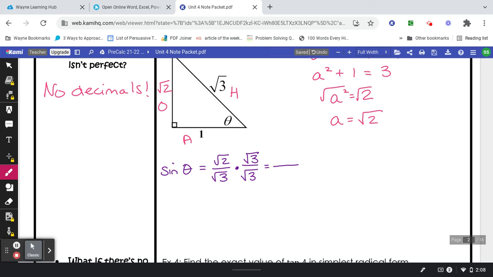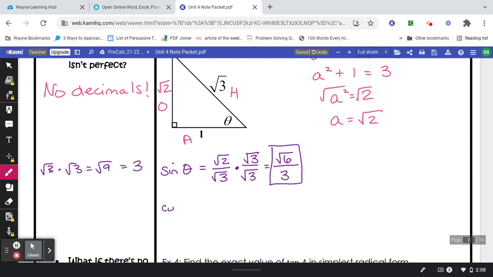In the numerator, the square root of 2 times the square root of 3 gets you the square root of 6. Just multiply the numbers. At the bottom, here's what happens. You have the square root of 3 times the square root of 3, which gets you the square root of 9. And the square root of 9 is 3. And that's how you get rid of the square root in the denominator. So final answer for sine, radical 6 over 3.